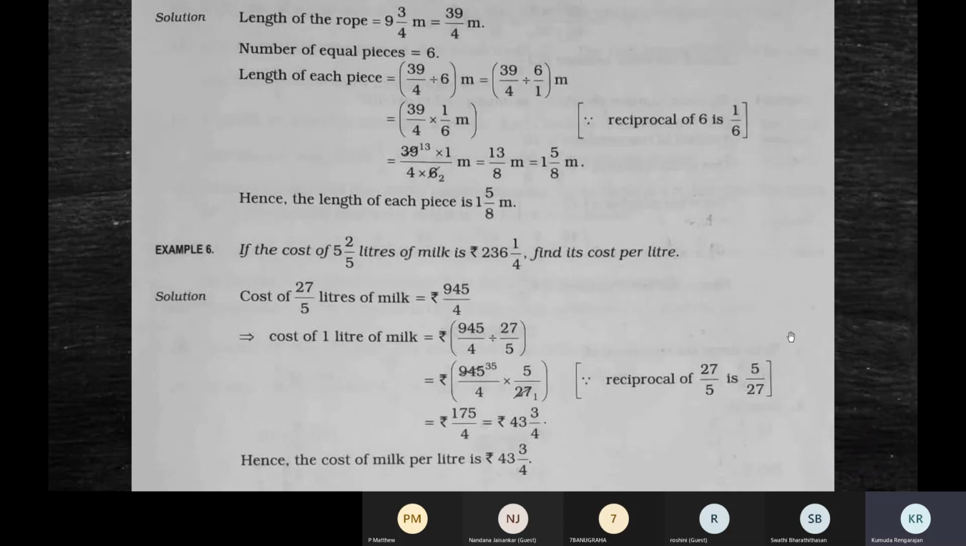So children, see, you'll be taking a test on these portions. Get your doubts clarified now. Any questions related to division or simplifying, please ask me now.